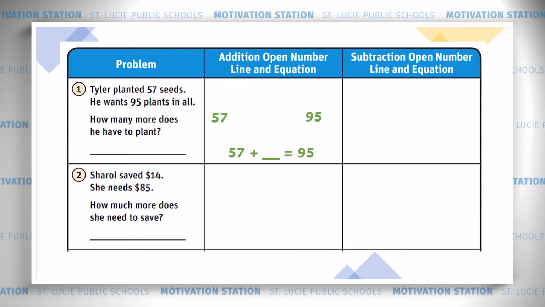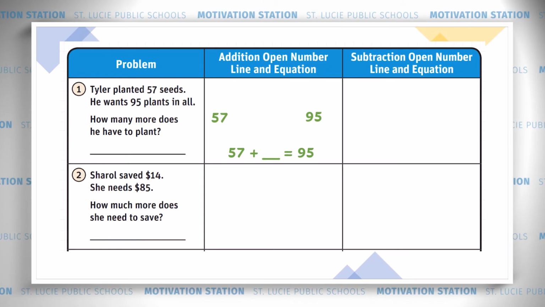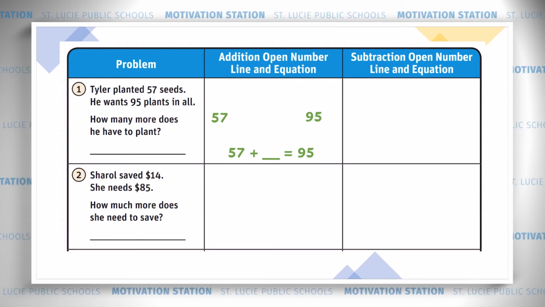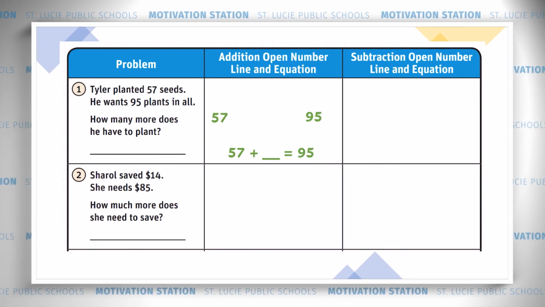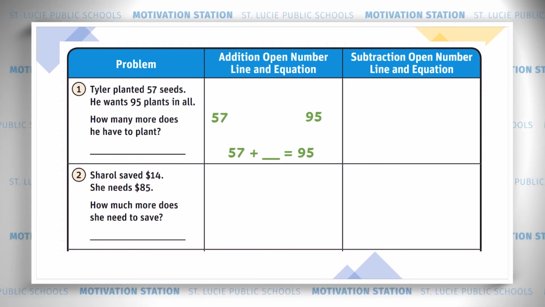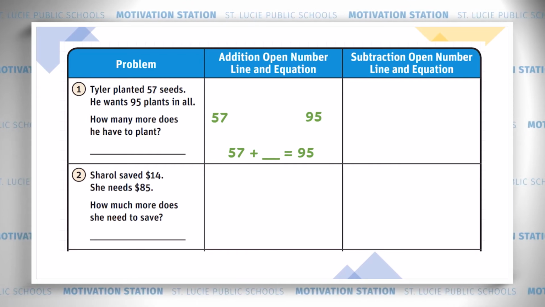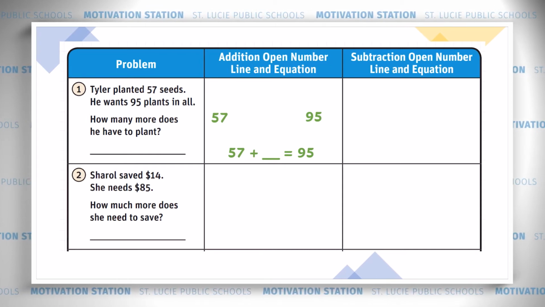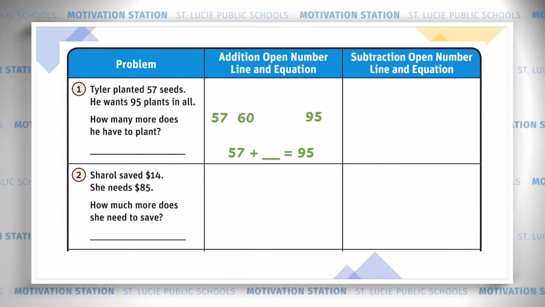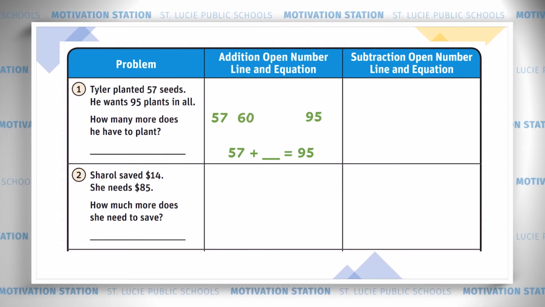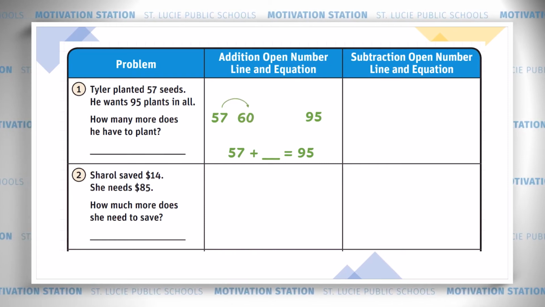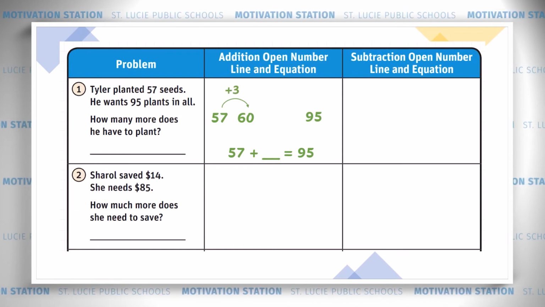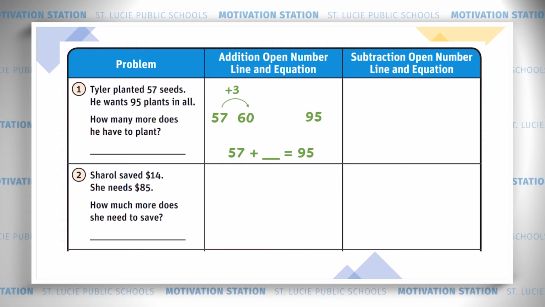After you write, think about what jumps you might want to make. I think we're going to need several jumps for this. My first jump from 57, I want to get to a nice easy 10, like 60. Well, that jump would be plus 3. 57 plus 3 equals 60. Go ahead and write it down.